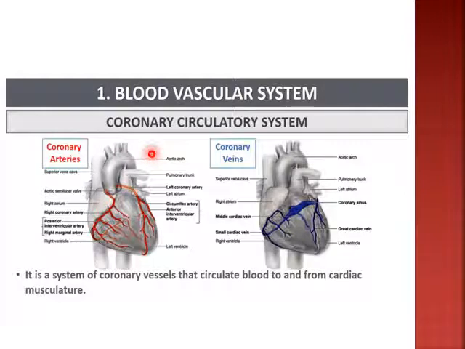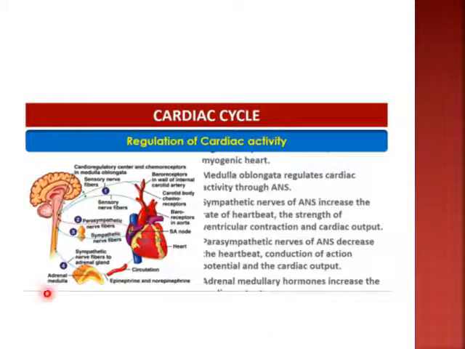So the coronary circulatory system is the system of the coronary vessels that circulate the blood to and from the cardiac musculature, which is surrounding your heart and giving and taking the blood from the heart. That is called the coronary circulation. So next we are going to discuss the regulation of the cardiac activity.